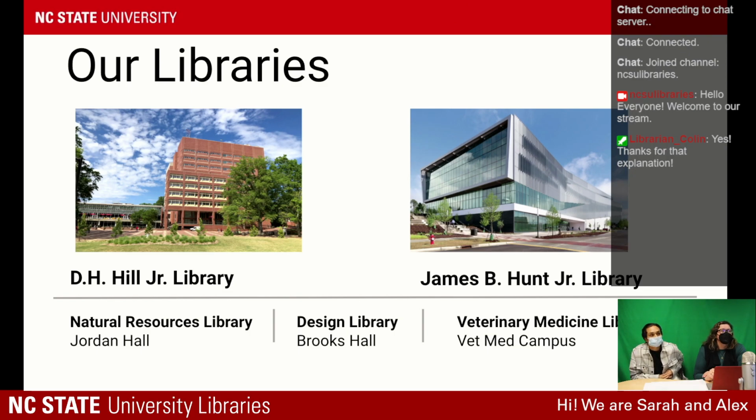And then we also have some more specific libraries. So we have the Natural Resources Library, Design Library, Vet Medicine Library. You don't have to be in these colleges to go to these libraries, but they're going to have materials more specific to that subject. Their hours are a little different. You can just check on their website, and you'll be able to find all that information out. But yeah, if you're in Vet Med, Design, or Natural Resources, we have materials specifically for you in those libraries.